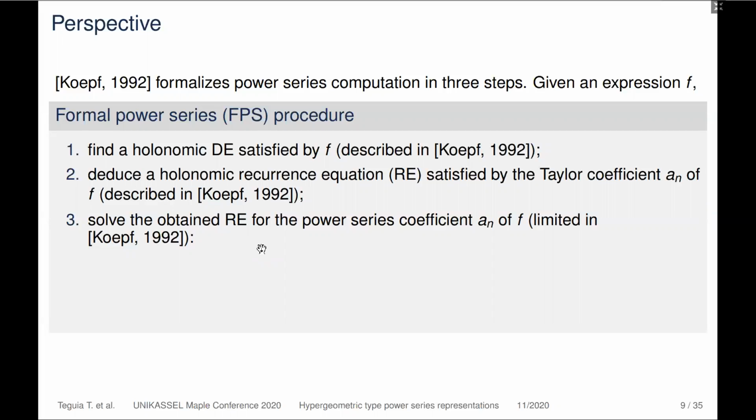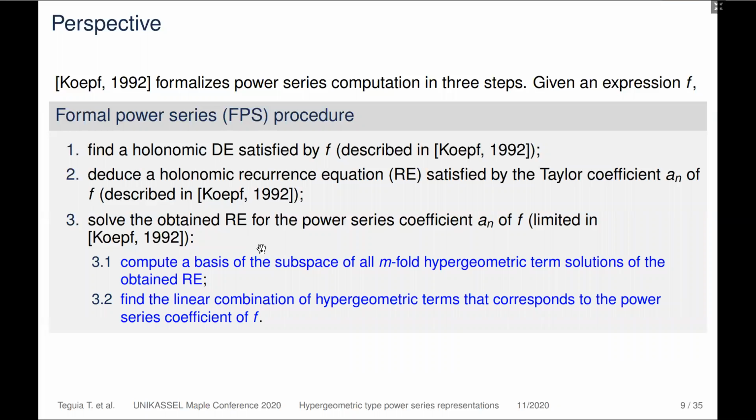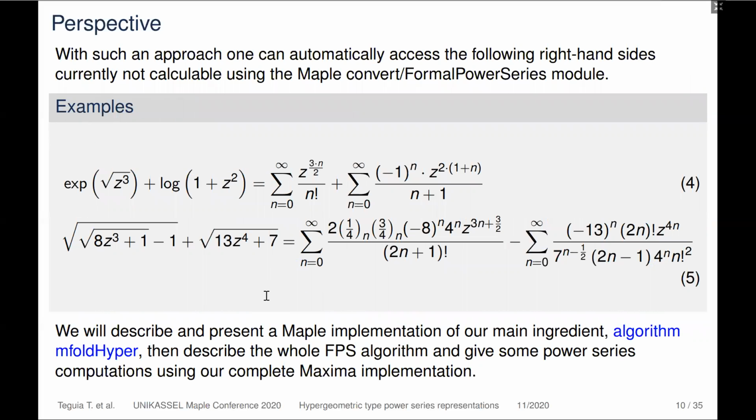This is the most difficult step, and in Wolfram Koepf's paper, only a particular case of m-fold hypergeometric terms was considered. But now with my PhD thesis, we are able to compute m-fold hypergeometric term solutions of linear recurrence equations, and also the computation of the linear combination needed to find the power series. Note that some particular steps are also involved, like the computation of the Puiseux number or the starting point. By using such an approach, we are able to compute power series representations where the current formal power series module of Maple fails to find the representation.